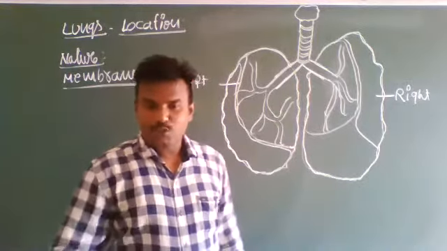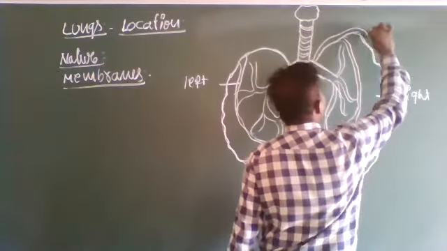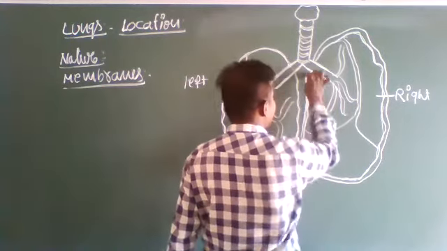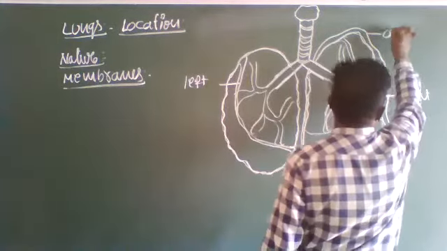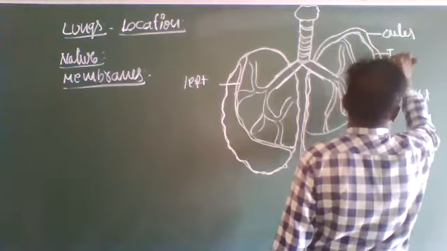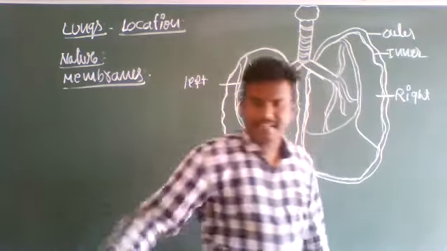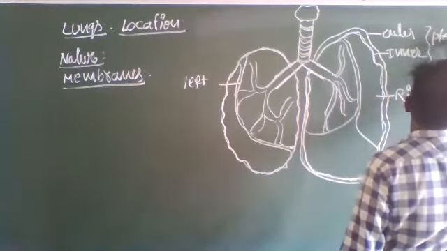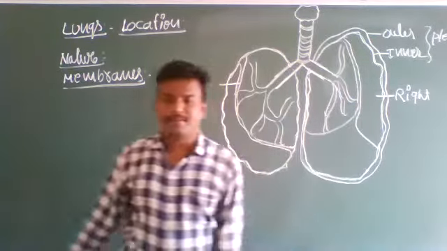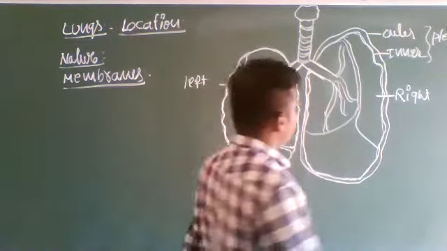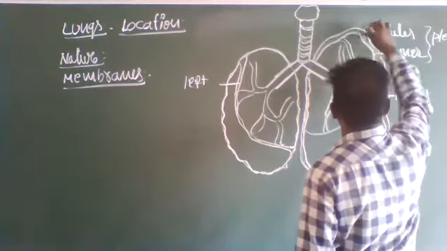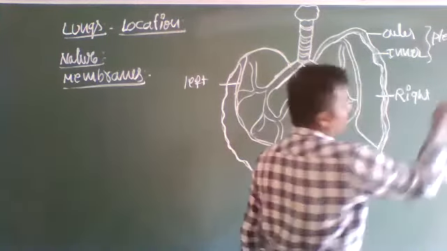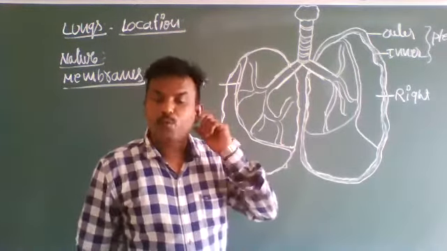The lungs are covered by two membranes. This is the outer membrane, and this is the inner membrane. These two membranes are called pleura. This space is filled with a fluid.